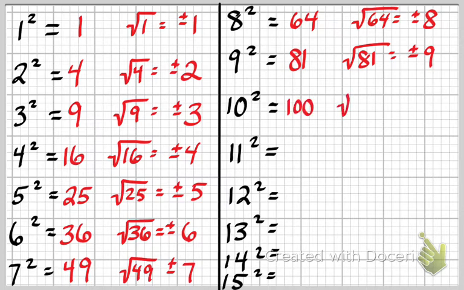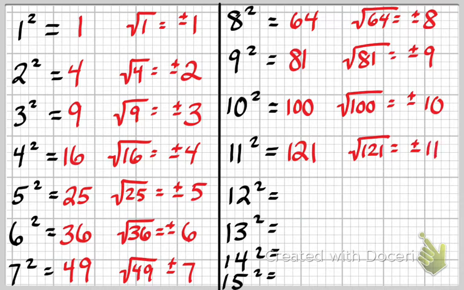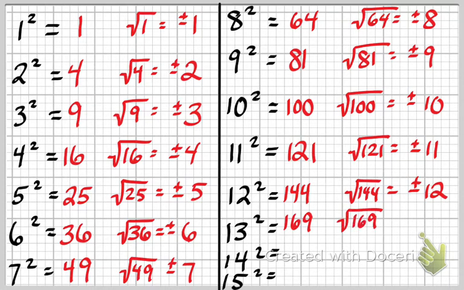And so on. We've got 100, 121, 144, 169, 14 times 14 is 196, and 15 times 15 is 225.